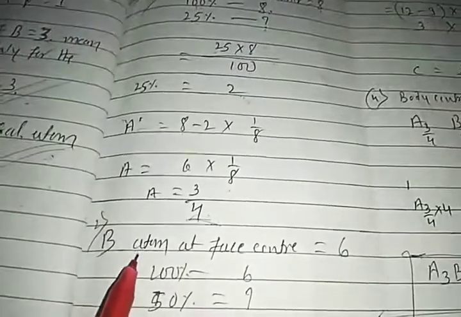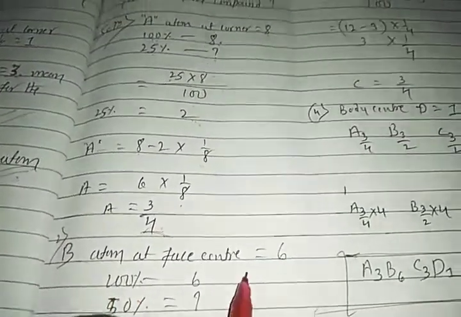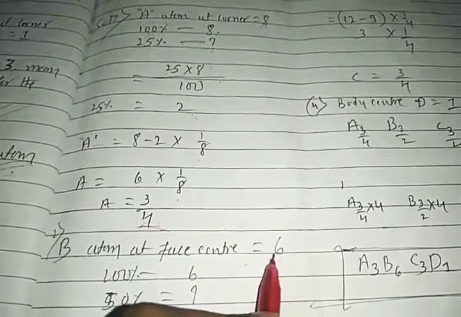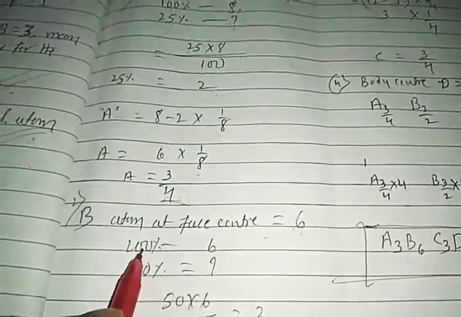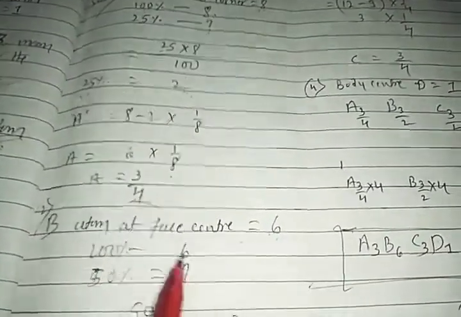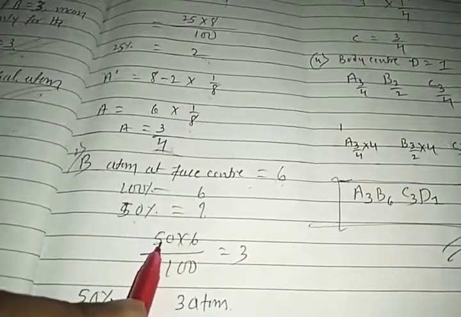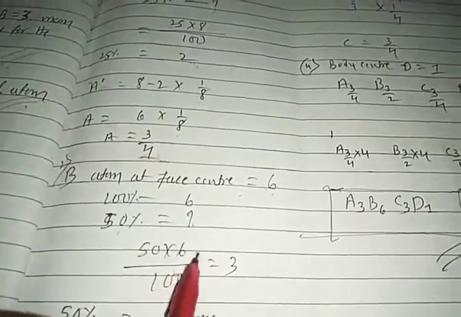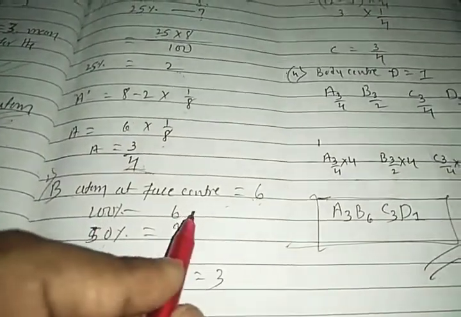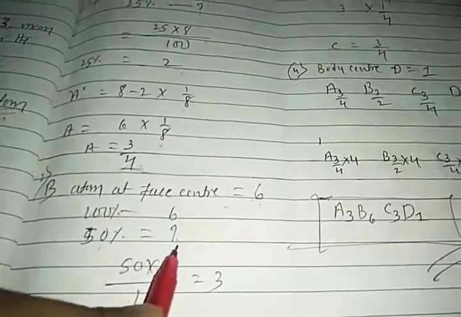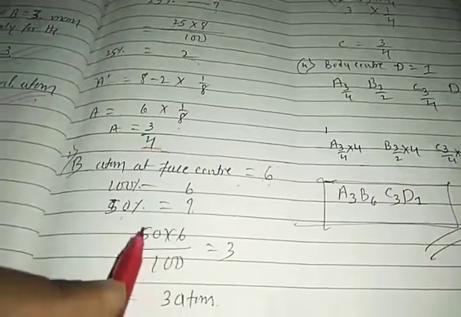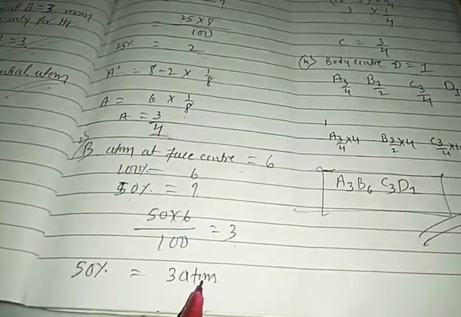Next, B atom. B atom at the face center. At the face center, how many atoms are present? 6 atoms. So 100% means 6 atoms. 50% means how many atoms? 50 into 6 divided by 100, so 3 atoms. So 50% means 3 atoms. Right, students?